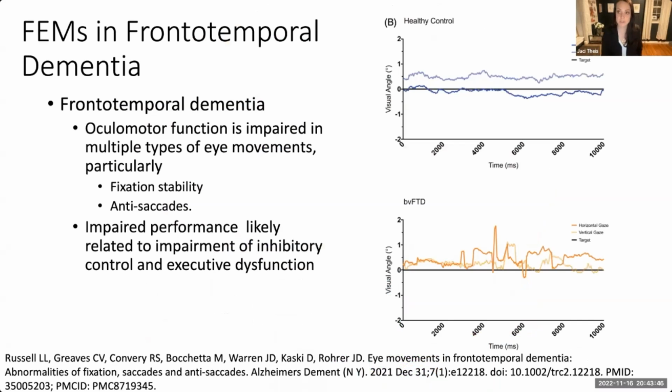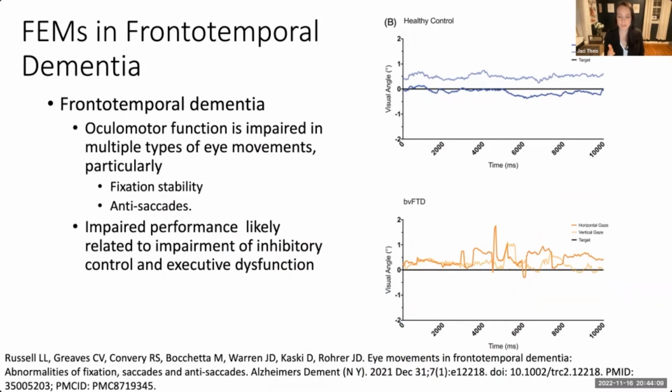So there are different types of dementia. Alzheimer's is one. Another one is frontotemporal dementia. So this is a study that looked at eye movements in frontotemporal dementia, and ocular motor function is definitely impaired, but in general, they noticed fixation stability was a very impaired ocular motor movement, as well as anti-saccades. So anti-saccades and pro-saccades are different.